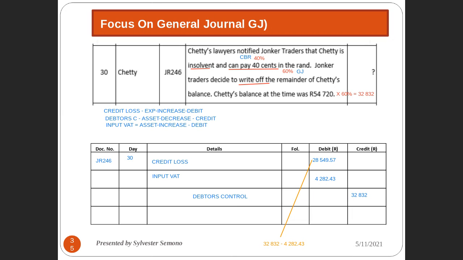For narrations, guys, please, you can write whatever you think is correct. You can even take it from here. So 60% of the remainder has been written off, in brackets. It's up to you the way you want to put it.